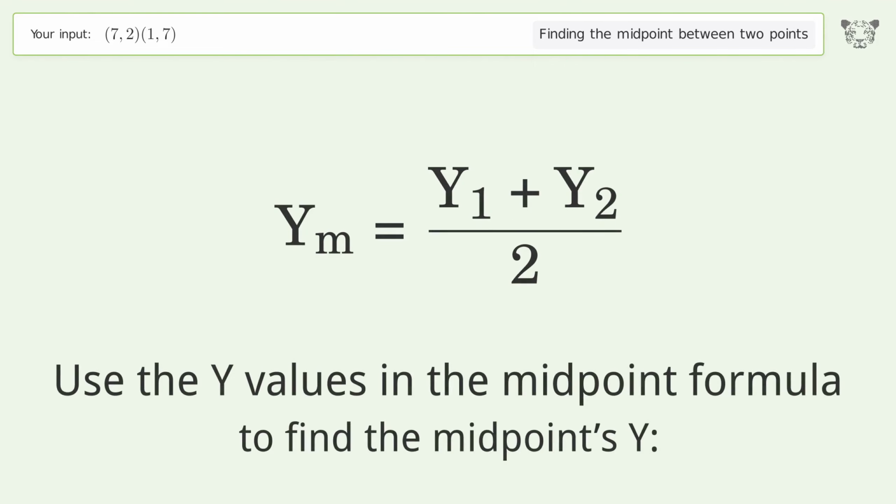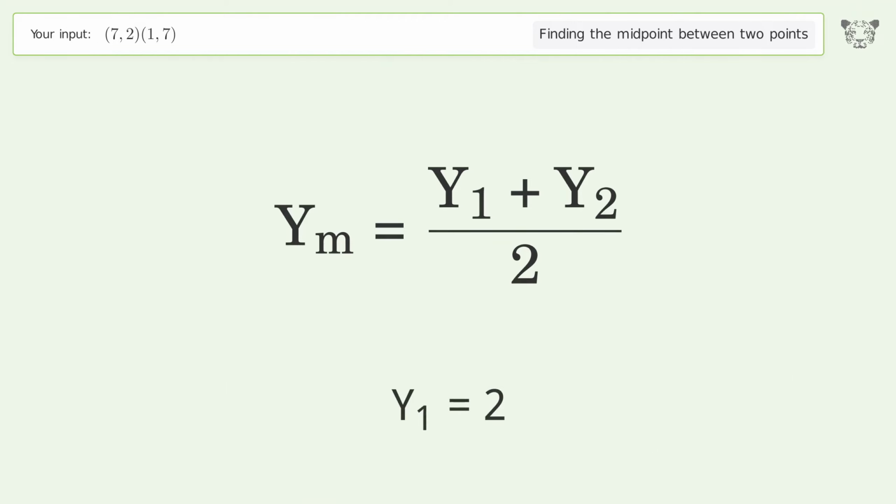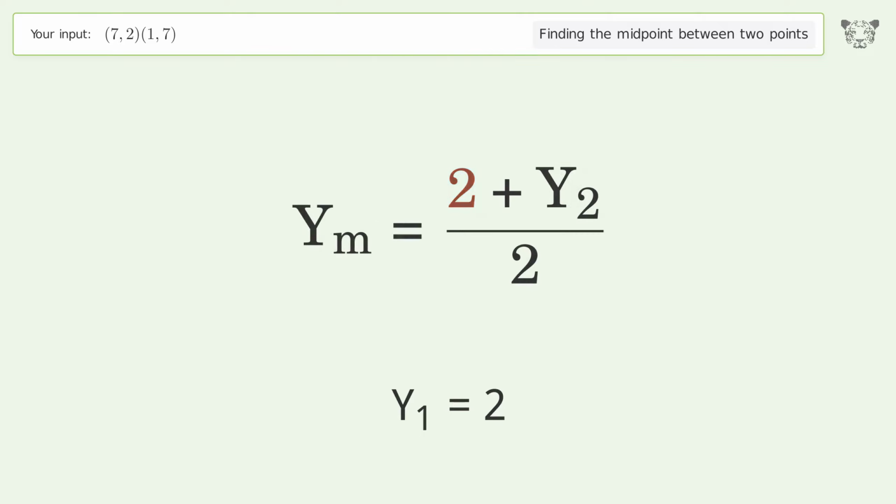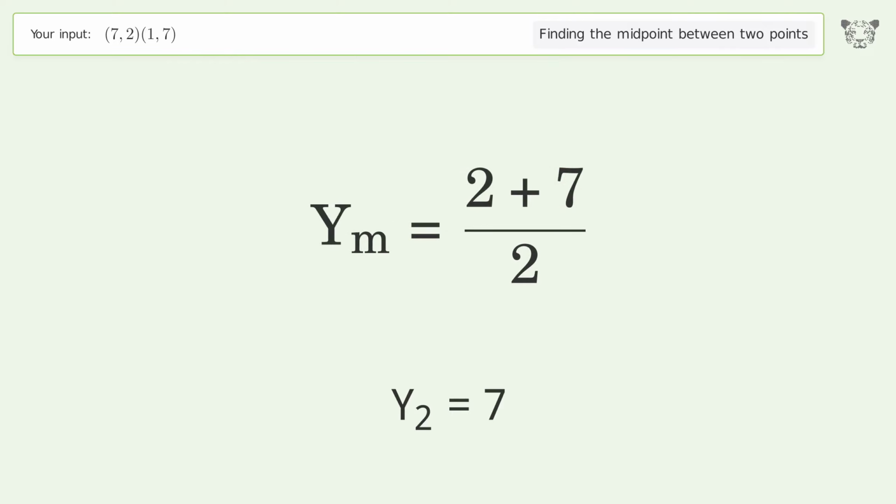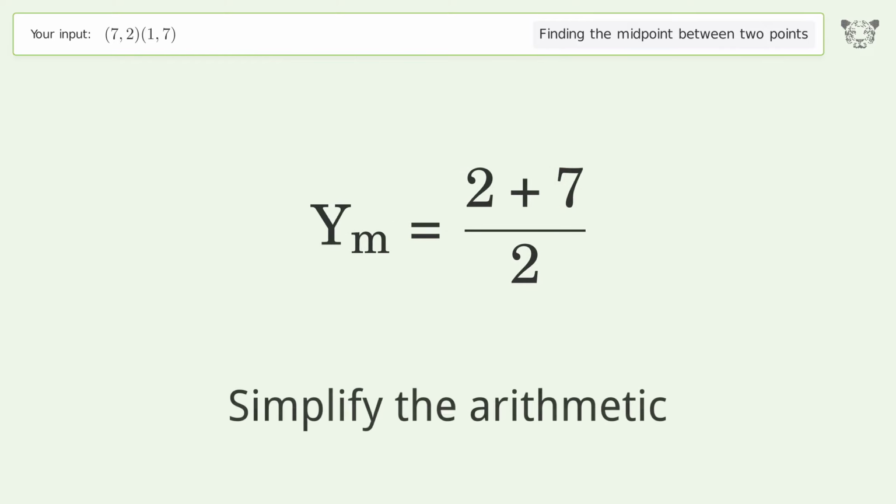Use the y values in the midpoint formula to find the midpoint's y. y1 equals 2. y2 equals 7. Simplify the arithmetic.